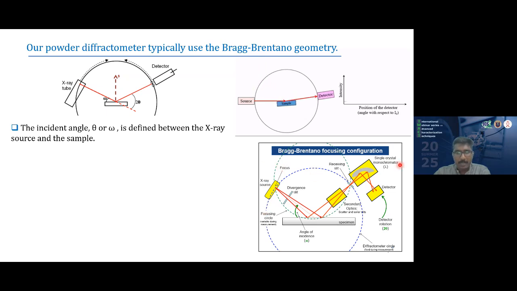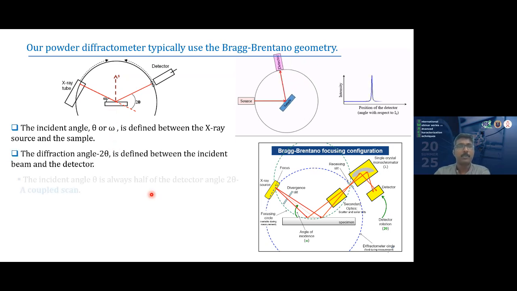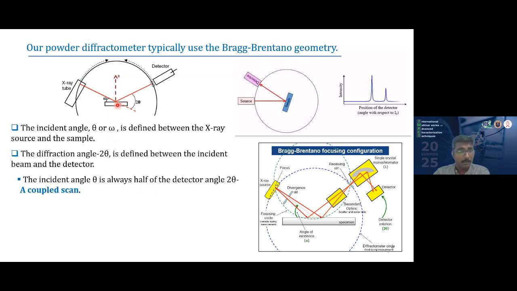The X-ray source and the detector are on the same focal circle, converging on the same focal circle. Here, the incident angle is defined between the X-ray source and the sample, and 2 theta is defined as the difference between the incident angle and the diffracted angle. Here, the diffracted angle moves twice as much as the incident angle.